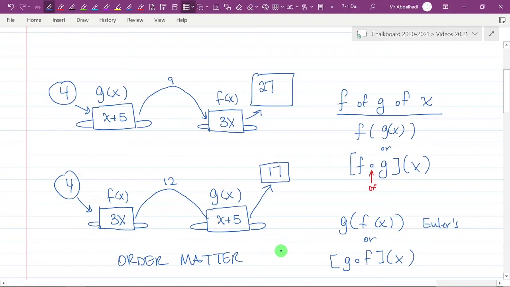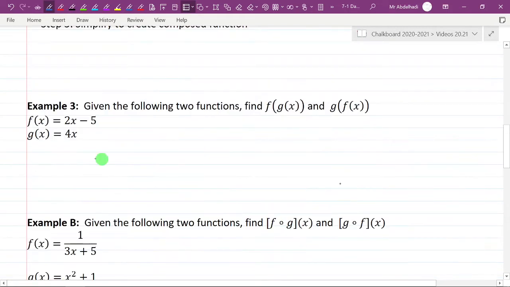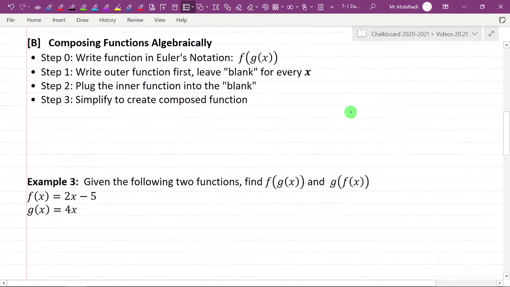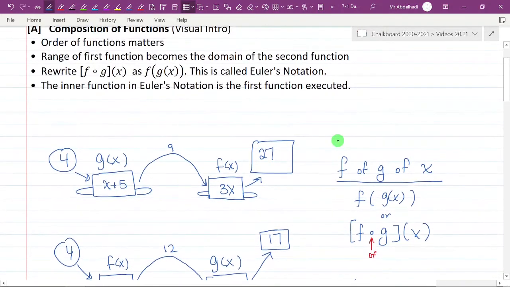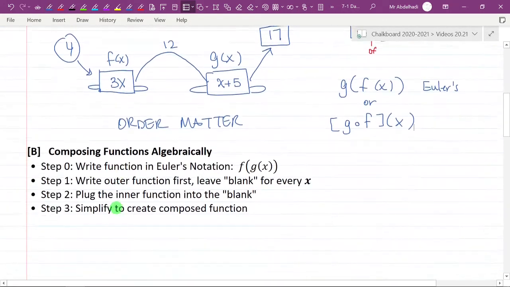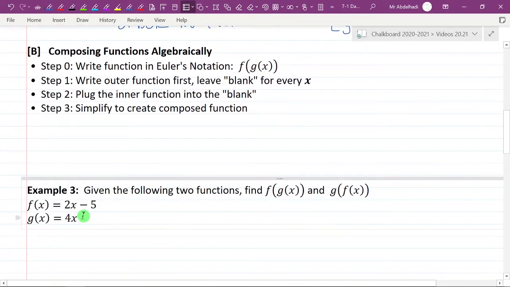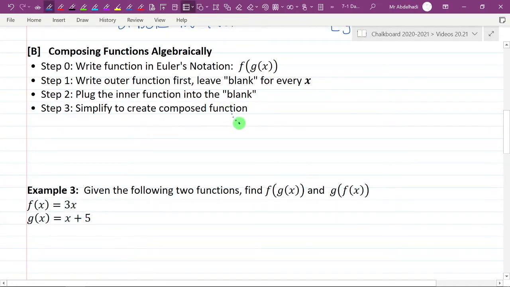Okay, so that was the visual intro of what we're doing. Now let's actually go ahead and do it. So I'm going to give you two functions here, and I'm going to ask you to find f of g of x and g of f of x, meaning find me a function that works in both directions. And the first thing I want to do is try it. You know what? Let me try it with the two functions that we had up here. So let our g of x be x plus 5. So let me just call a little audible here. Let's make this x plus 5, the function that we used above, and let's make this one 3x. So now the functions match what we had before.